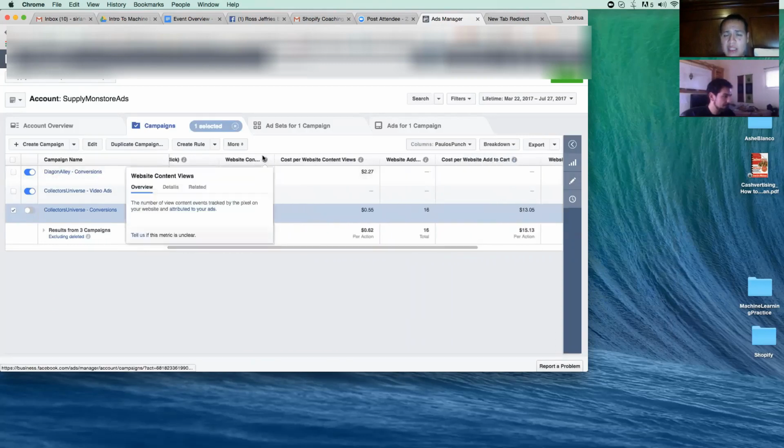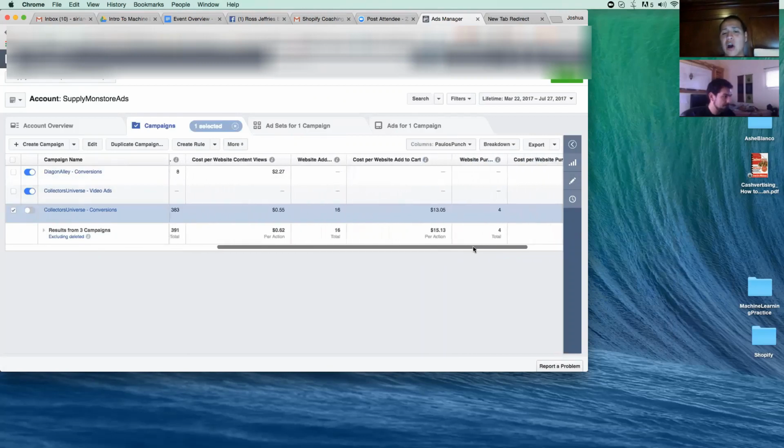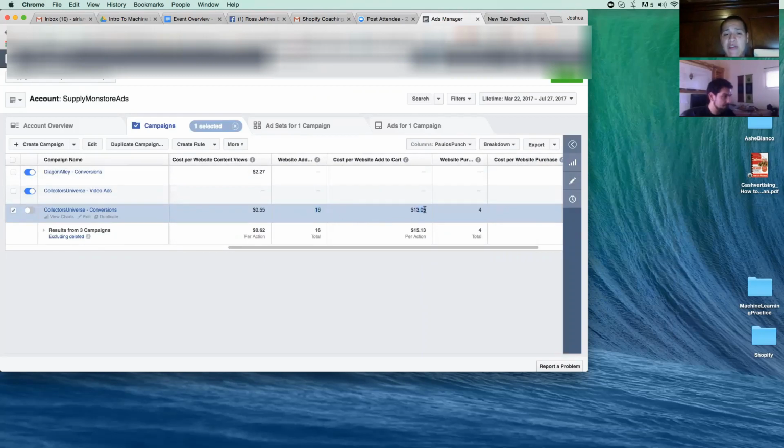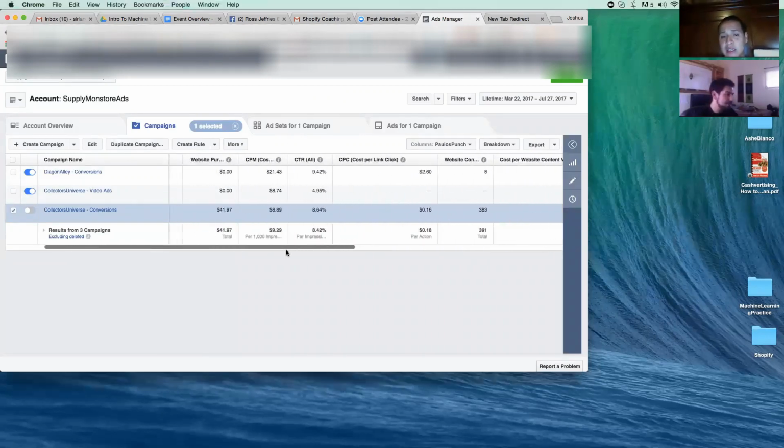Website add to carts. Now here's where things get off a little bit. The website add to carts are very, very high. Typically, you want the cost per website add to cart to be about $5. Because if you think about it, you're selling the product for $9.99. The add to cart alone is more than what you're selling it for. You're not even going to break even. You're going to go into the negative like you did.